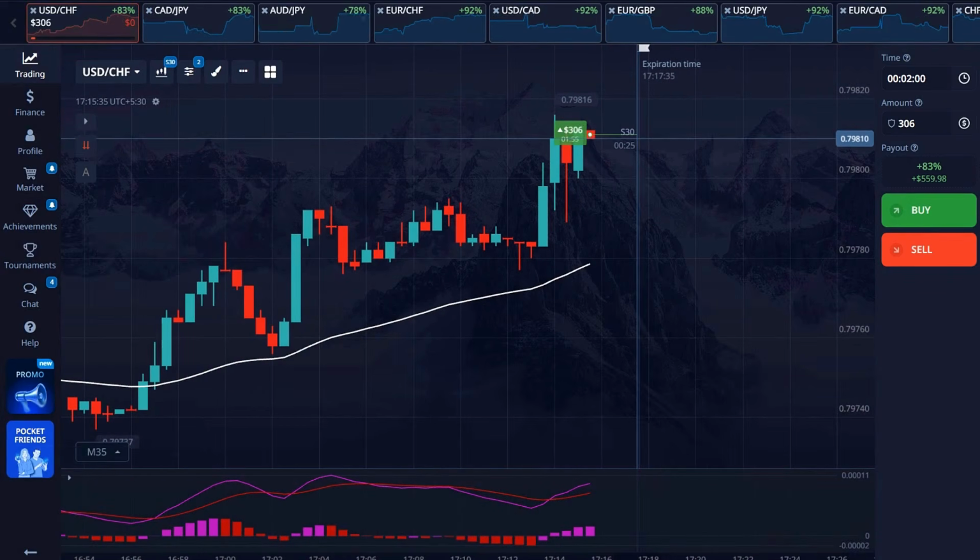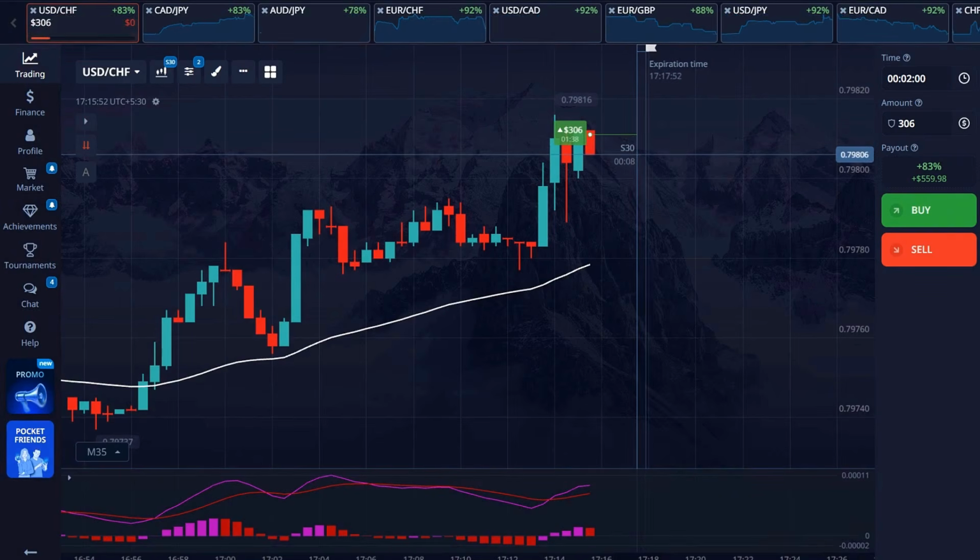Now let's look at this buy trade setup. The market was pushing upward, and price had just broken above the EMA 50, confirming a temporary bullish structure.